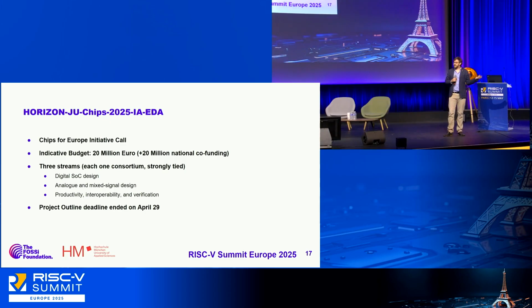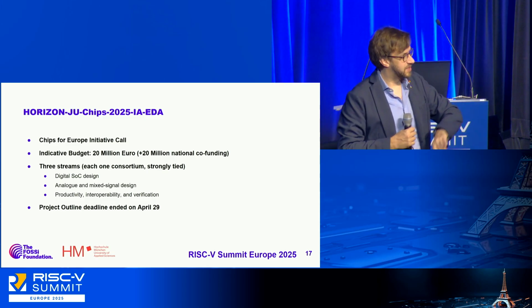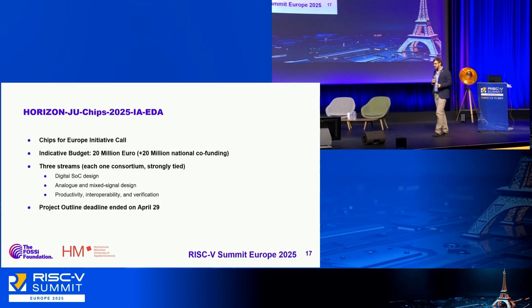In the joint undertaking, as was highlighted yesterday, 20 million means this is the European contribution, and the national funding agencies contribute the same amount for each of the partners. So you have a total of 40 million.